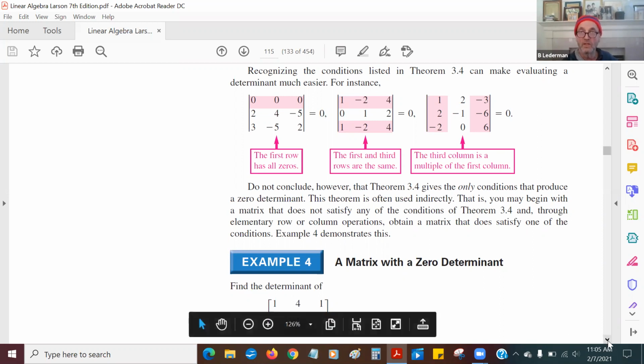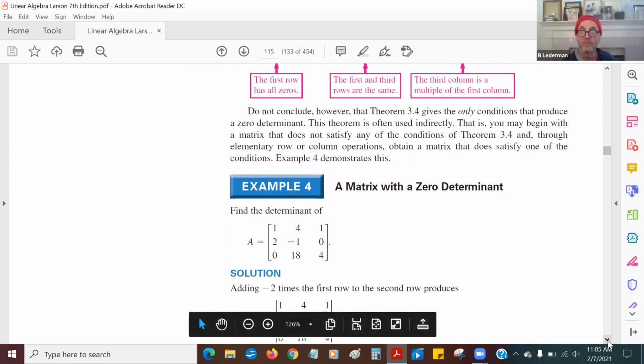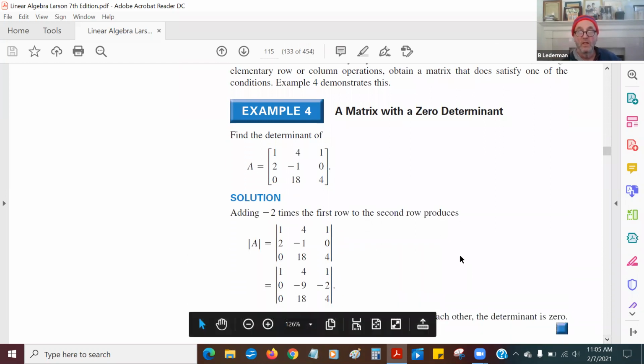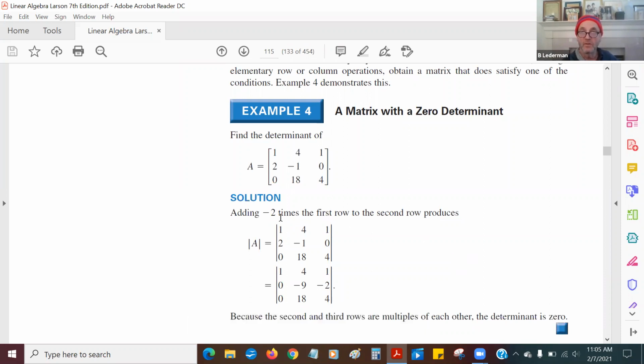Okay, here's Example 4. We're going to give you an example of a matrix with a 0 determinant. So let's see how we get that. Sometimes you have to do a little work with the matrix before that appears. I'm going to add -2 times the first row onto the second row. So my 1, 4, 1 stays the same.